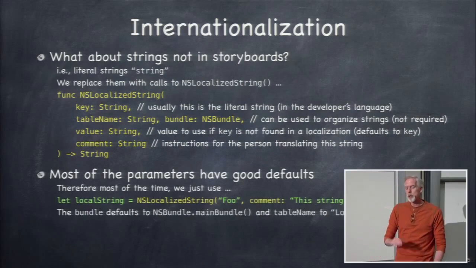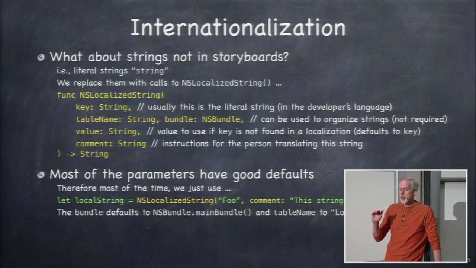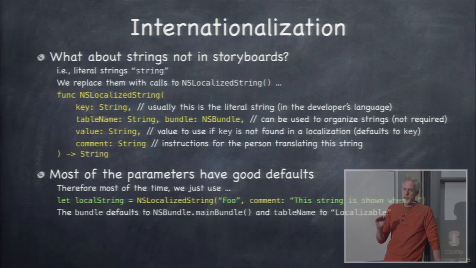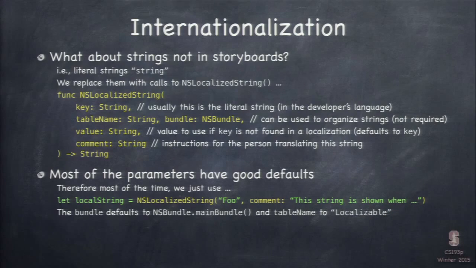Now, most of the time, the table name and bundle are defaulted. The table name is just going to be Localizable, which is where most of you put all your strings, actually, in a table called Localizable. And the bundle is going to be your main bundle. That means your app. Okay? Now, we haven't talked much about bundles, but when you have frameworks and other things, you can have other bundles of code in your app, and they might have their own bundles of strings, but I'm not going to really talk about that.